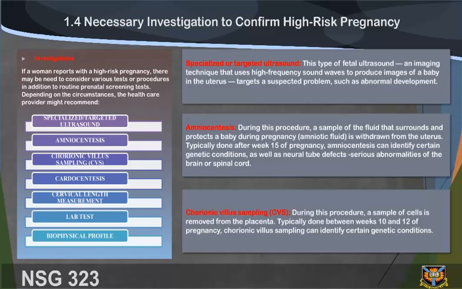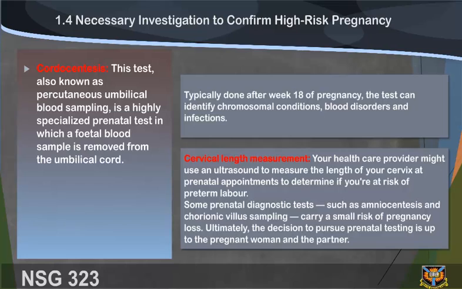Chorionic villus sampling (CVS). During this procedure, a sample of cells is removed from the placenta, typically done between weeks 10 and 12 of pregnancy. Chorionic villus sampling can identify certain genetic conditions. Cordocentesis. This test, also known as percutaneous umbilical blood sampling, is a highly specialized prenatal test in which a fetal blood sample is removed from the umbilical cord, typically done after week 18 of pregnancy. The test can identify chromosomal conditions, blood disorders, and infections.